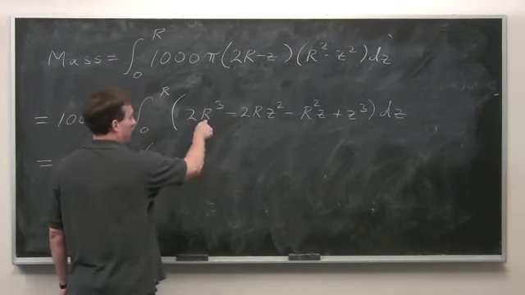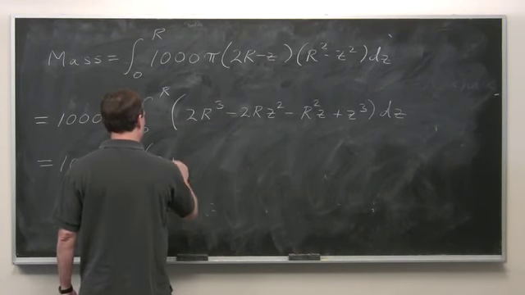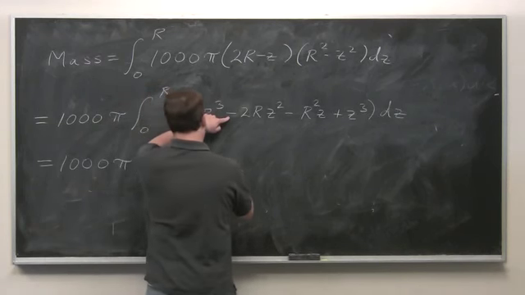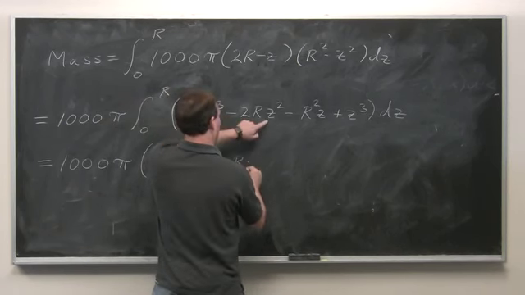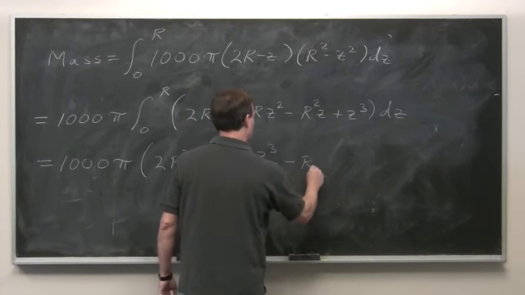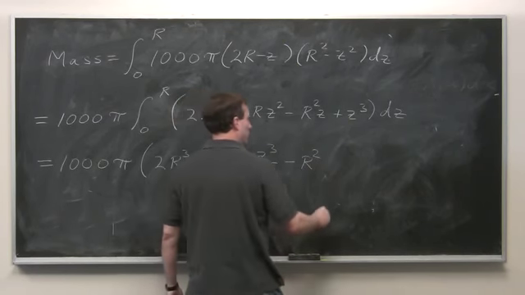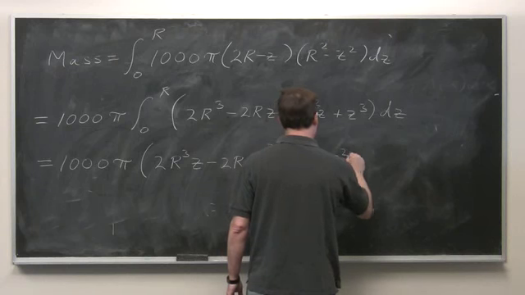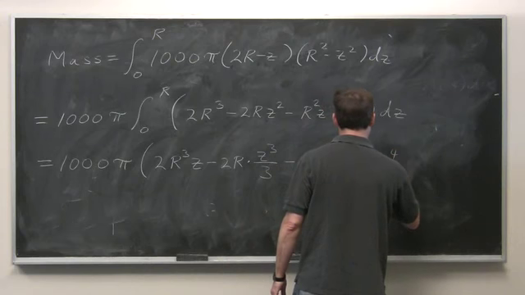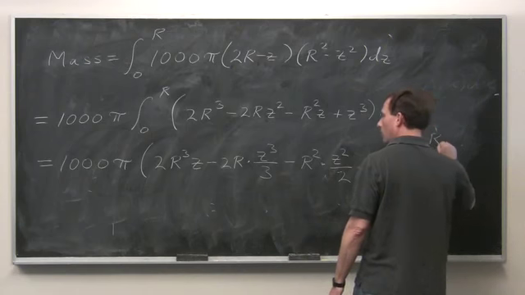So remember that R is a constant, so this is just some constant integrated with respect to z. So there we just get 2R cubed z. But then here you get a minus 2R times the power rule done to z squared. You add 1 to the exponent, divide by the new exponent, minus R squared times power rule here. The exponent is a 1. You add 1 to the exponent, divide by the new exponent. Same thing here, z to the 4th over 4, and you evaluate as z goes from 0 to R.